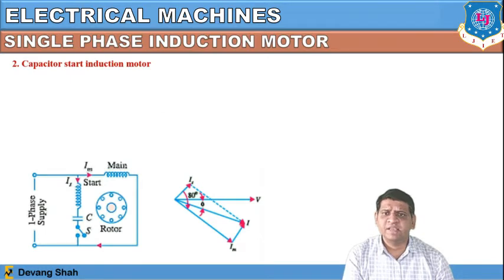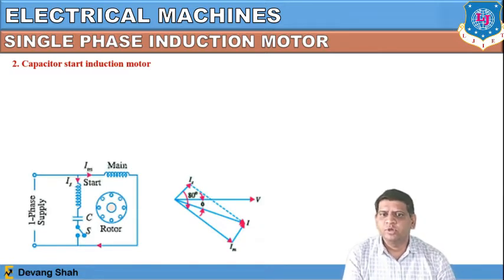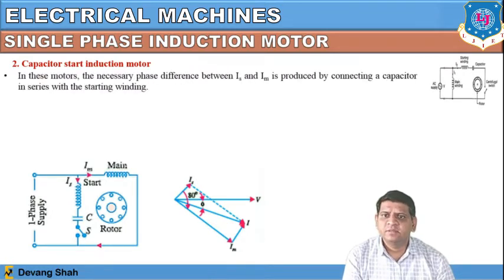Another type we define is the capacitor start induction motor. Here, in series with the starting winding and the centrifugal switch, we put a capacitor, which will provide the initial torque of the single phase induction motor. The functionality is the same. In this motor the necessary phase difference between Is and Im is produced by connecting a capacitor in series with the starting winding. In a split phase motor you add extra resistance; in the same way here, instead of resistance, we have replaced it with this capacitor.